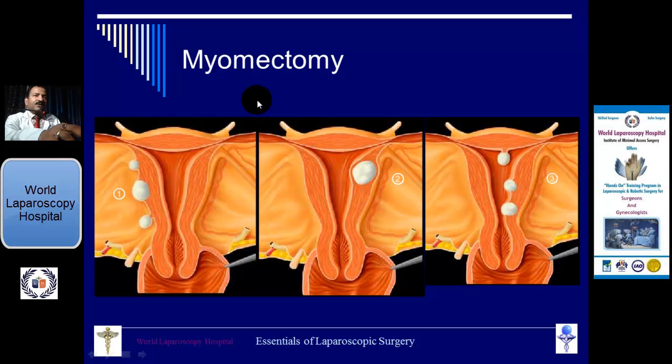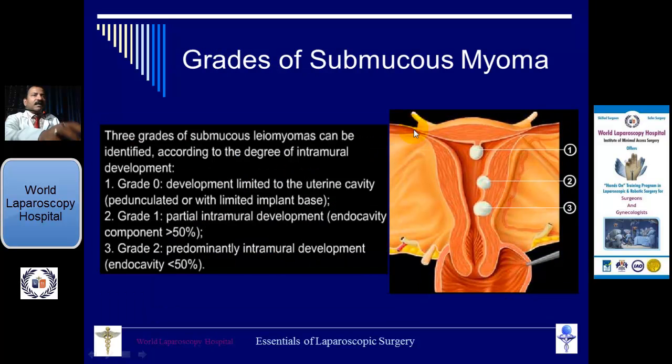Another popular procedure is myoma. We know there are three types of myoma. One is subserous, another is intramural, and the third is submucous. And in submucous you have three grades, just like subserous. Here also three grades: grade 0, grade 1, grade 2. This is grade 0. Grade 0 myoma is predominantly pedunculated.